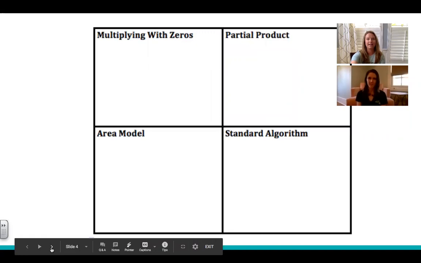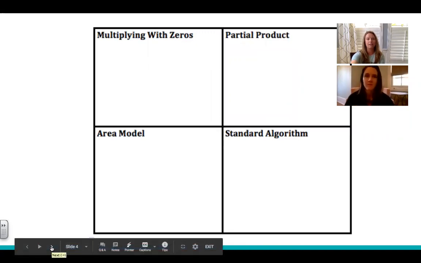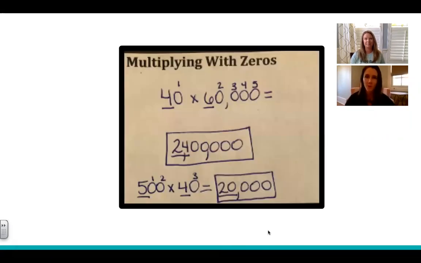This is what we're going to talk about first, these 4 strategies. And the first box we're going to zoom into is the multiplying with zeros box. You want me to start? That'd be fine. I love the zero trick.